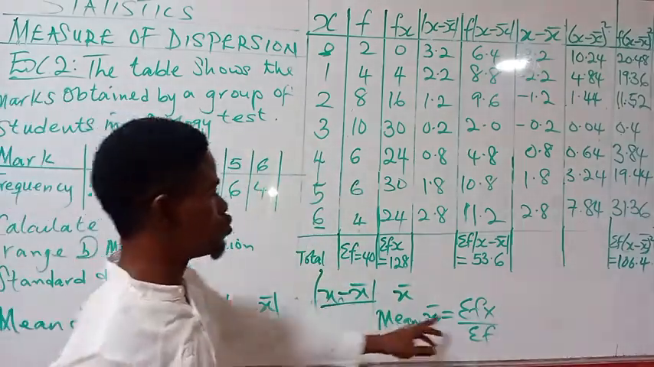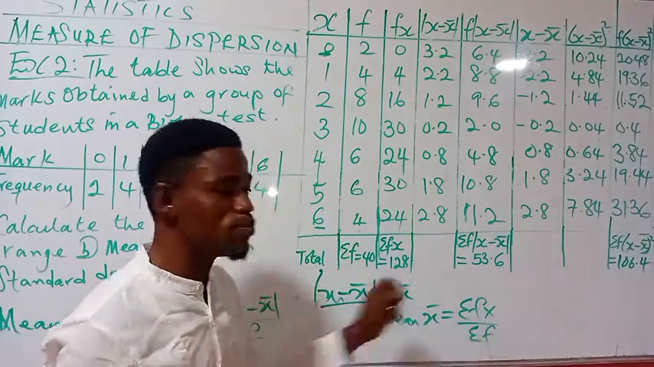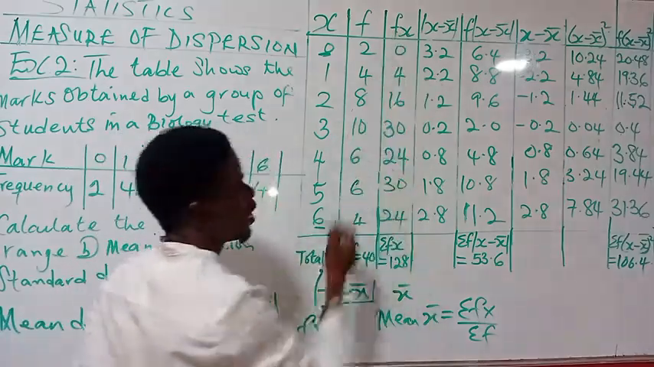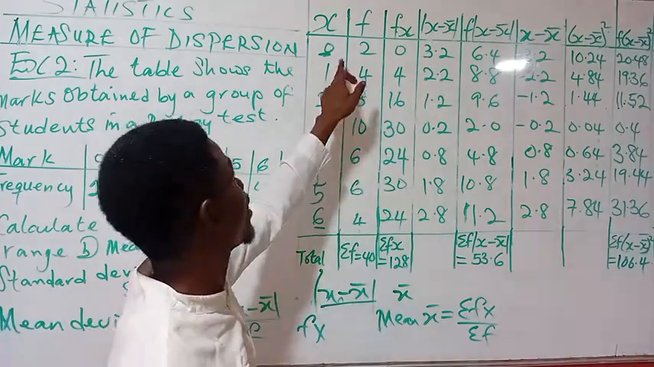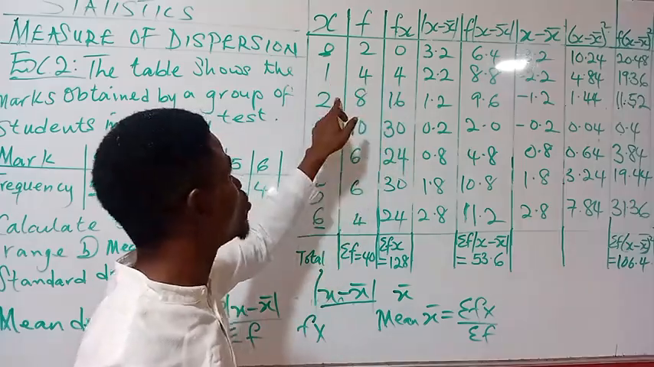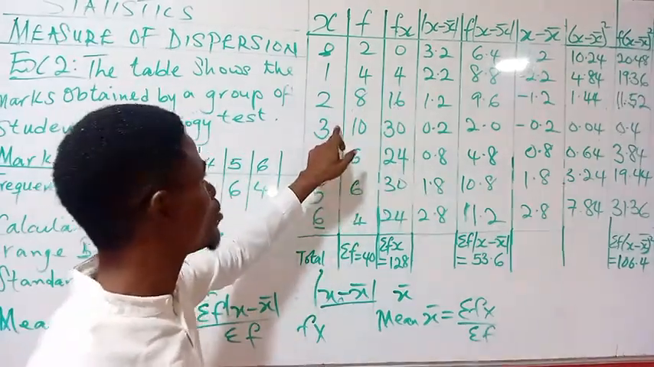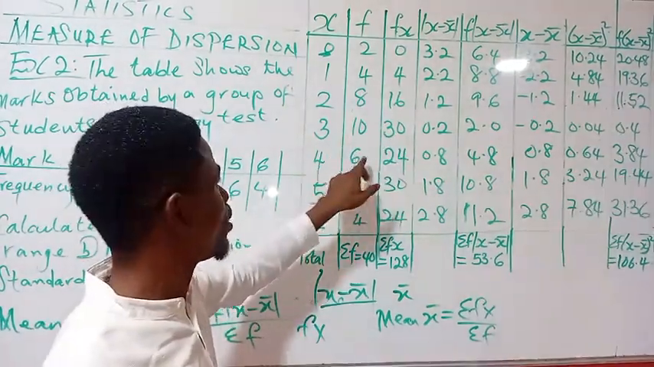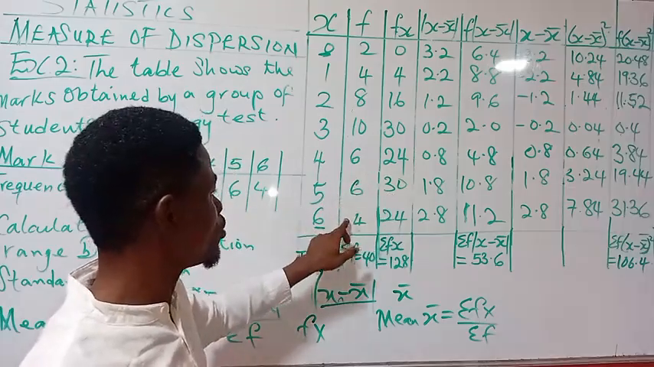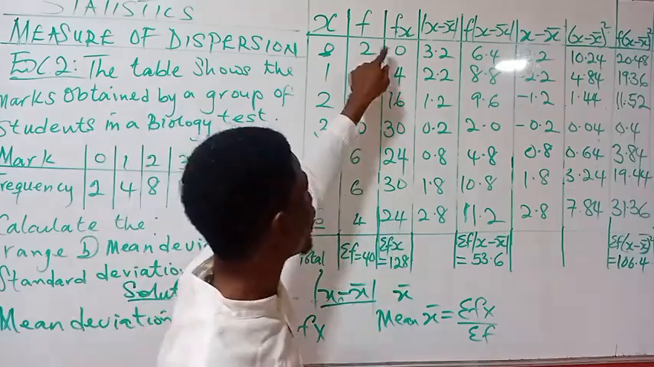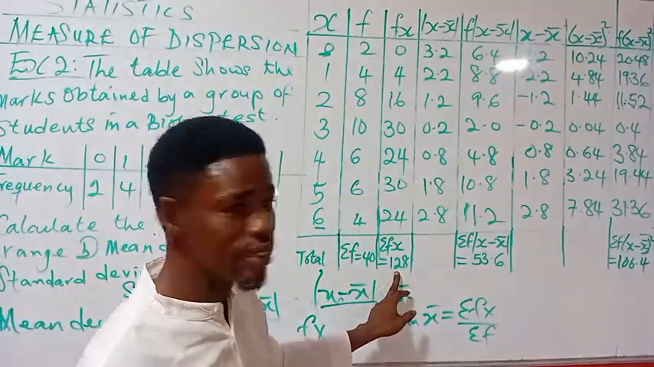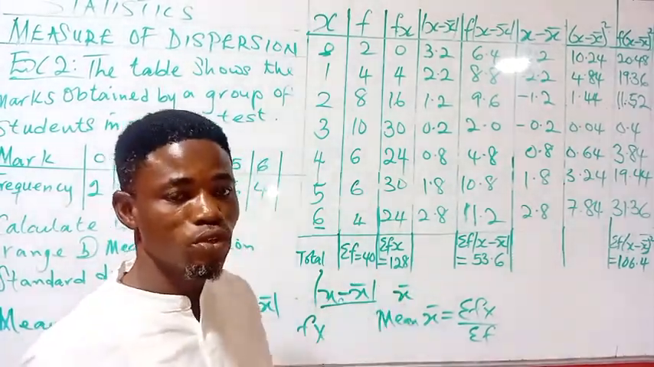Before we can get the summation of fx, we need fx. So we create fx here. You multiply: 0 multiplied by 2 gives 0, 1 multiplied by 4 gives 4, 2 multiplied by 8 gives 16, 3 multiplied by 10 gives 30, 4 multiplied by 6 gives 24, 5 multiplied by 6 gives 30, 6 multiplied by 4 gives 24. When you add them together, you have 128 as your summation of fx.